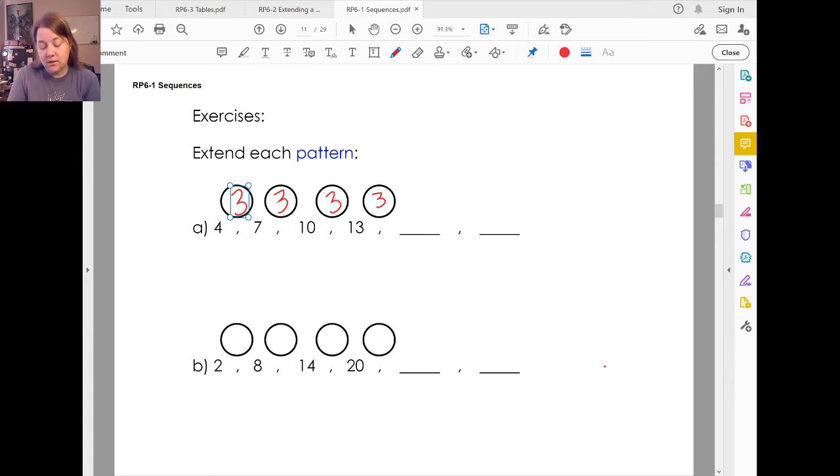Fantastic. 13 plus 3 is 16. 16 plus 3 is 19. Let's go ahead and do the next one.